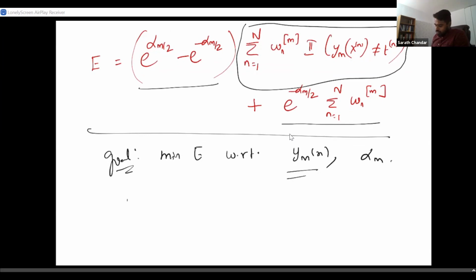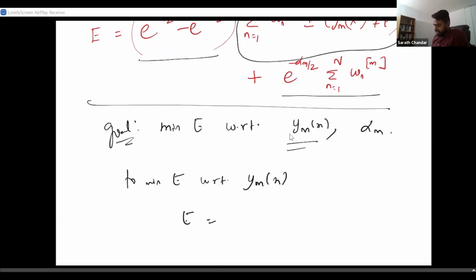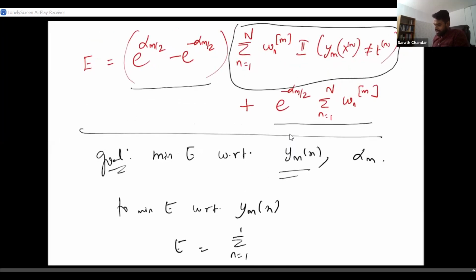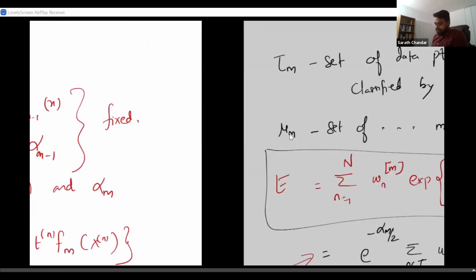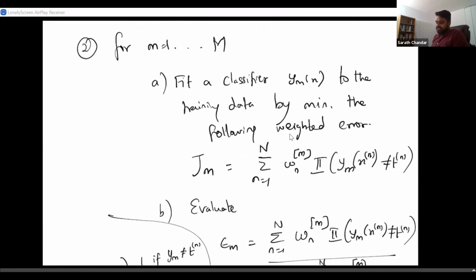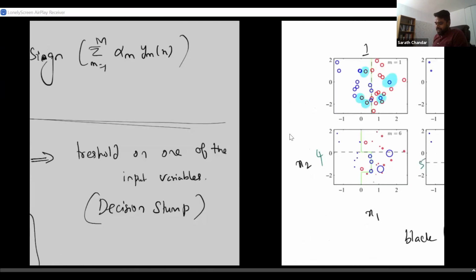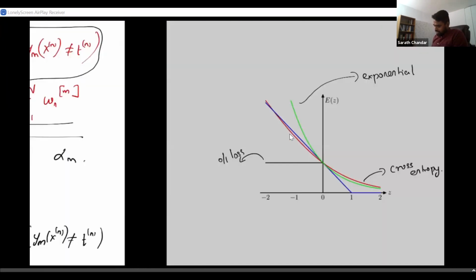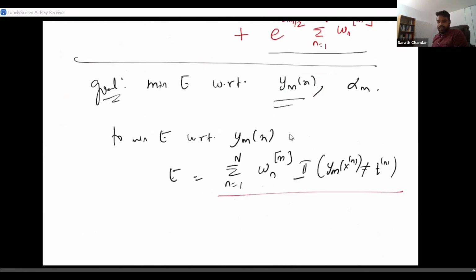So to minimize e with respect to ym of x, my error function is given by just this term, summation over n is equal to 1 to capital N, Wn of m, indicator ym of xn is not equal to t of n. Now this is exactly what the boosting algorithm is doing. So let's go back to our algorithm. Maybe it's a lot of pages before. You see that for m is equal to 1 to M, you first learn the classifier by using this particular weighted error function. So that also comes in our derivation. It's exactly this one.